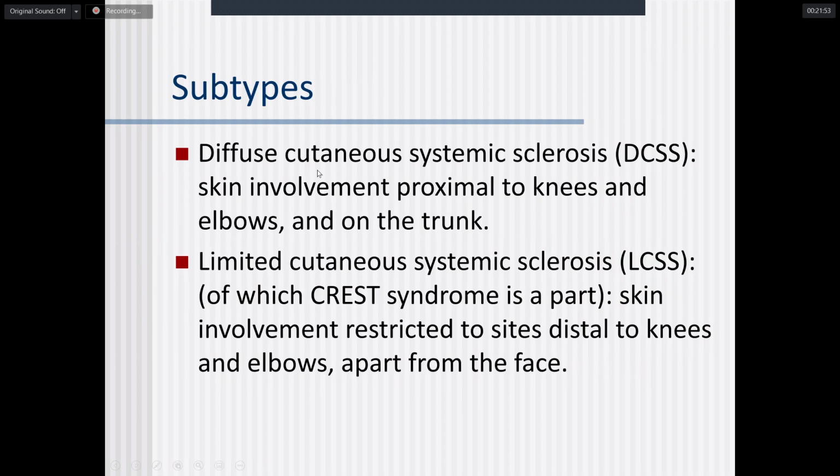The subtypes: you have diffuse cutaneous systemic sclerosis, DCSS, when the skin involvement is proximal to the knees and elbows. And you have limited cutaneous systemic sclerosis, skin involvement restricted to sites distal to the knees and elbows. It's common sense.